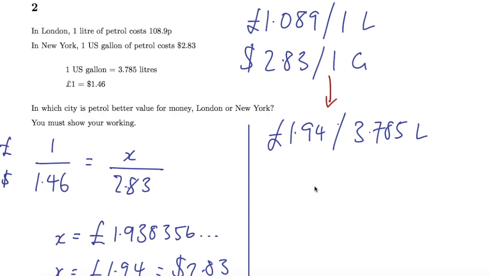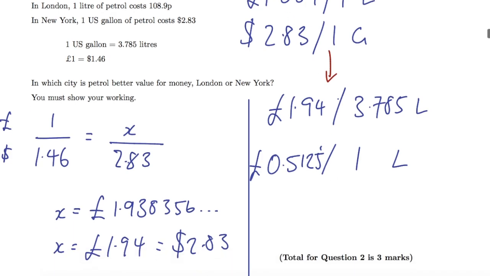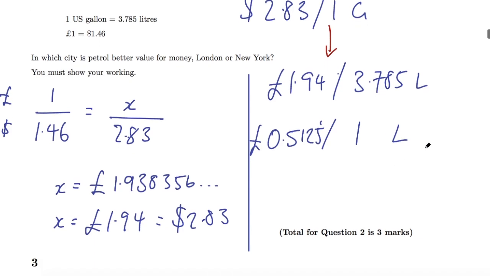So to change that into 1 litre, I need to divide both by 3.785. So if I divide 1.94 by 3.785, I get 0.5125 approximately. So my new ratio for New York is basically 51 pence per 1 litre.